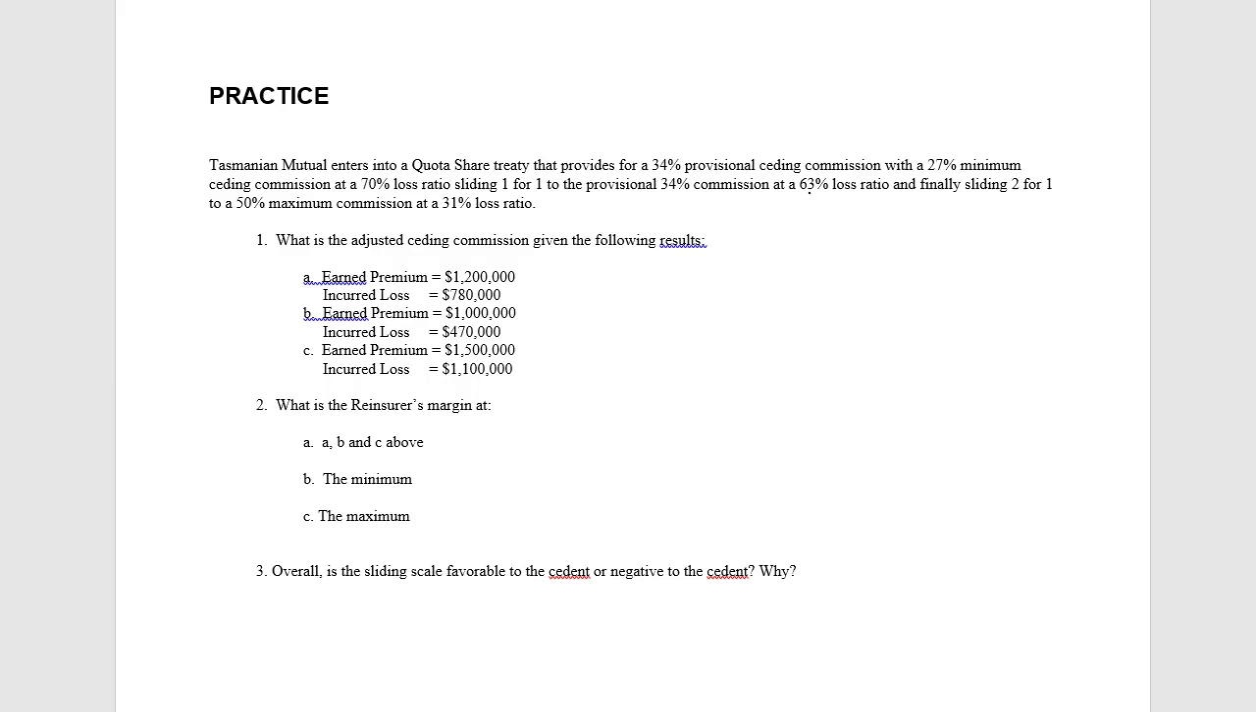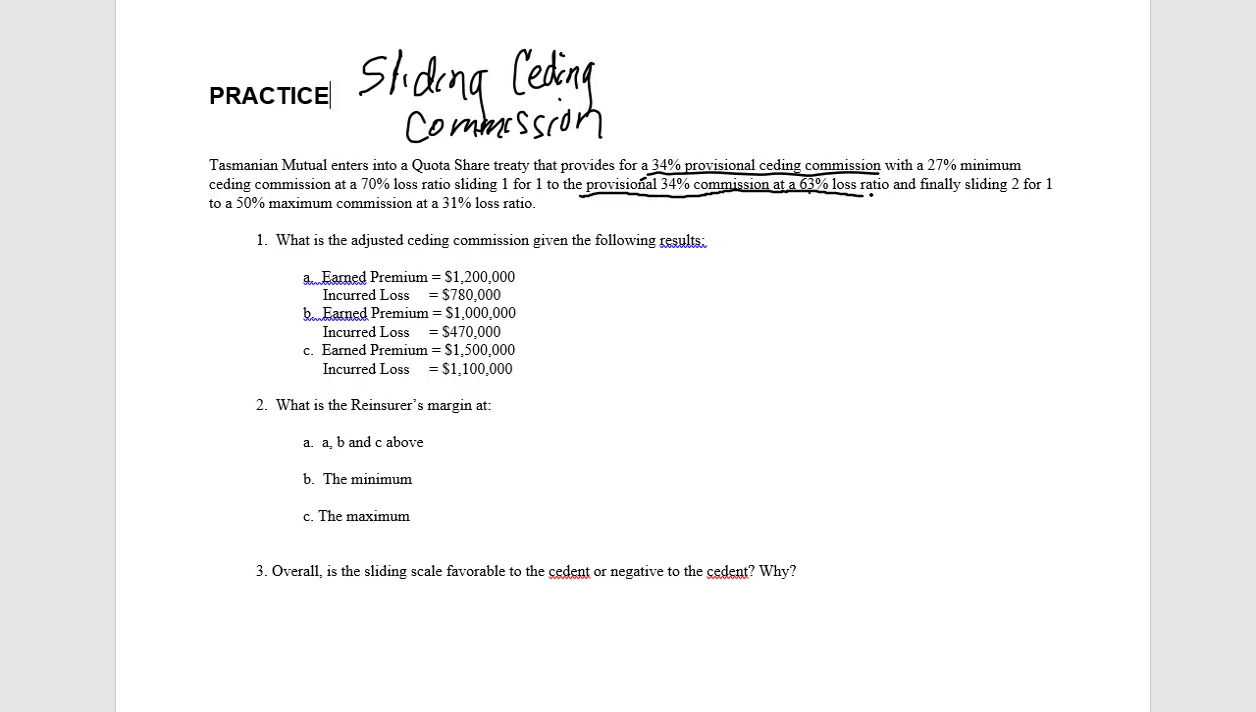In this video, I'm going to show you how to calculate the ceding commission when you have a sliding scale ceding commission. So the first thing you want to do is to build your scale, and all those numbers are given. You'll notice you have a 34% ceding commission. That is actually repeated down here in the problem. A 34% ceding commission at a 63% loss ratio.